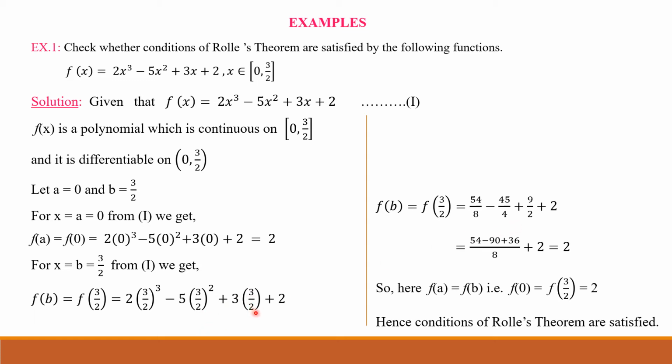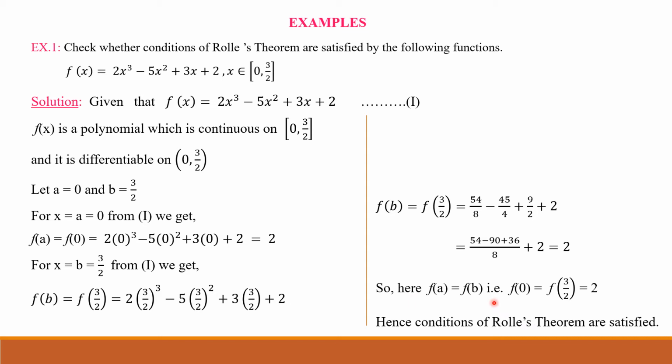3 into 3, 9 divided by 2 plus 2. First three terms, take 8 as the LCM. Then 54 as it is, minus 2 into 45 is 90, 4 into 9 is 36. 54 plus 36 is 90. Here it is minus 90. 90 minus 90 is 0. 0 divided by 8 is 0. Here the plus 2 remains. Therefore, it is equal to 2.